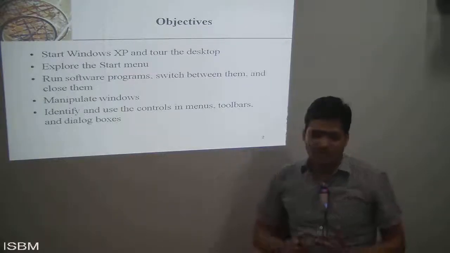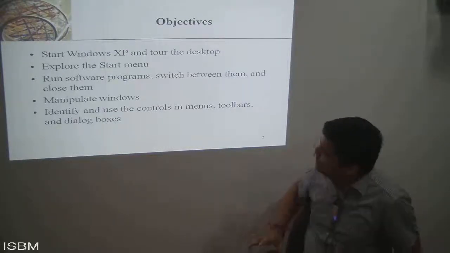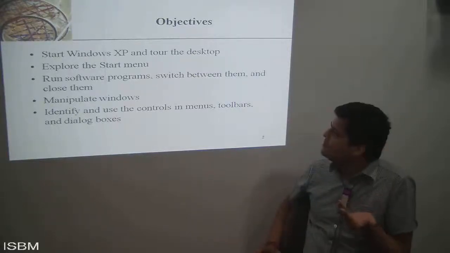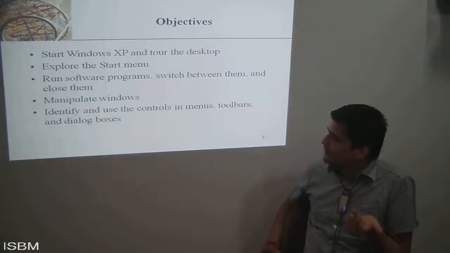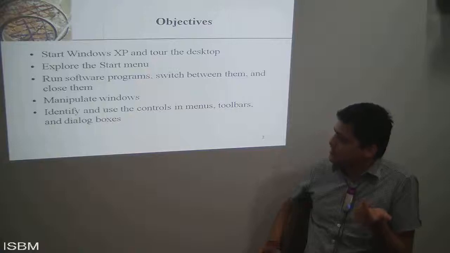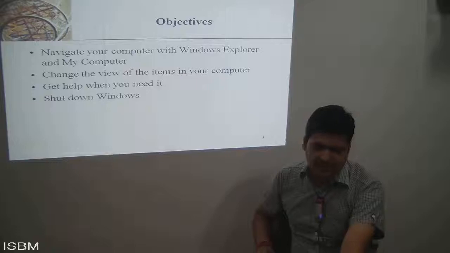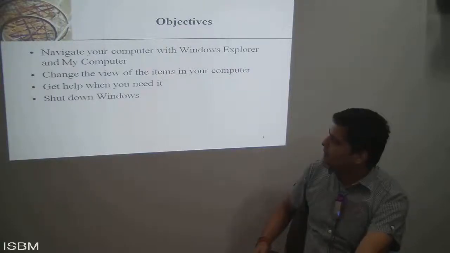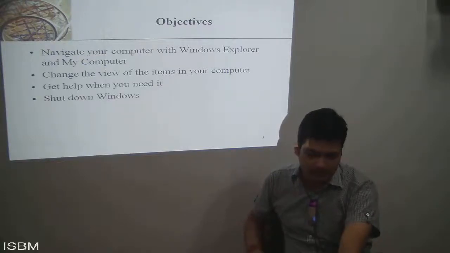See, what I have said are the objectives, what we have to do. We start with Windows XP and the desktop, explore the Start menu, run software programs, switch between them and close them, how to close them, manipulate windows, identify and use the controls in menus, toolbars and dialog boxes. These are the objectives, and then navigate your computer with Windows Explorer and My Computer, change the view of items in your computer, get help when you need it, and shut down Windows. How to shut down Windows and all the things we will learn about.